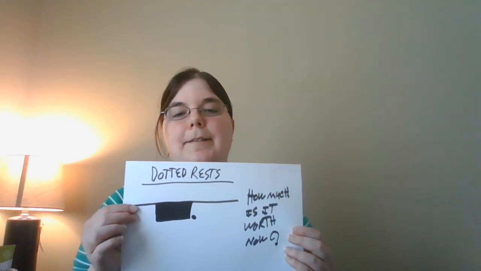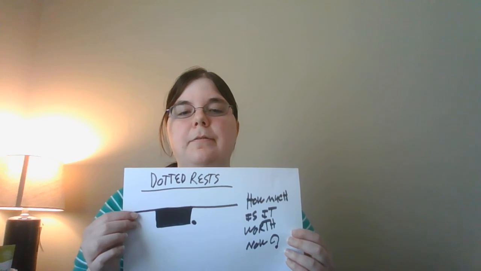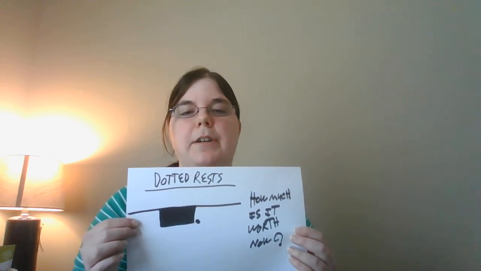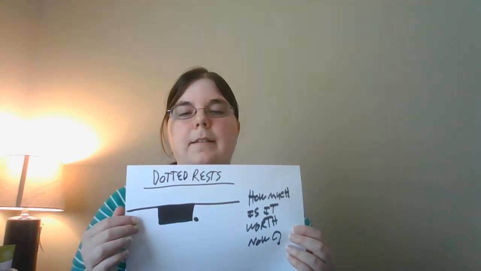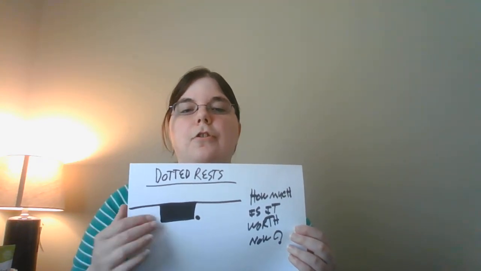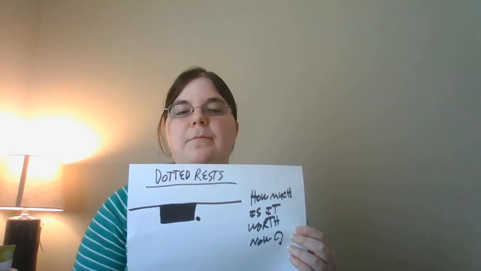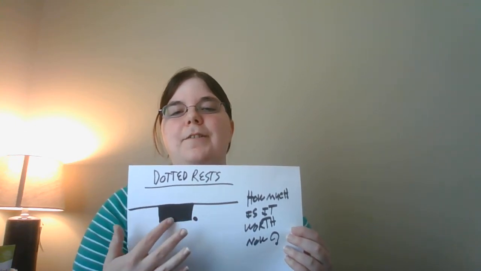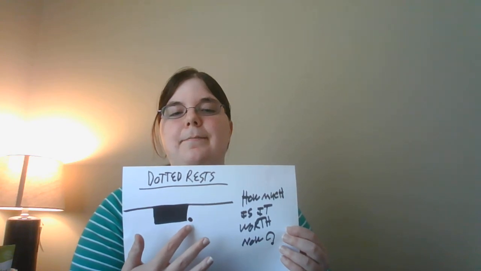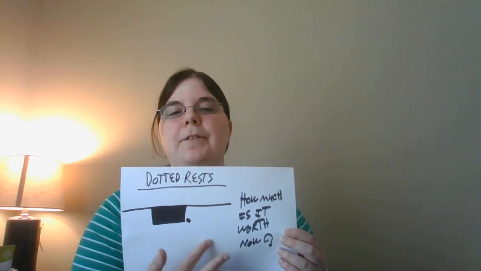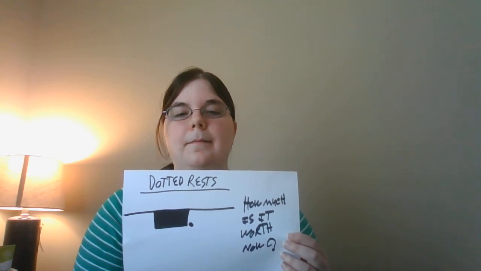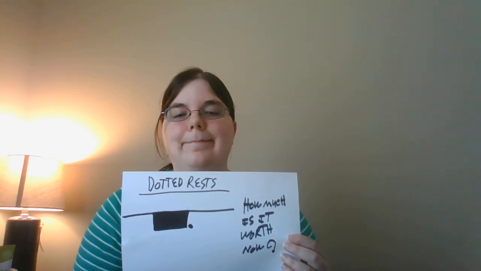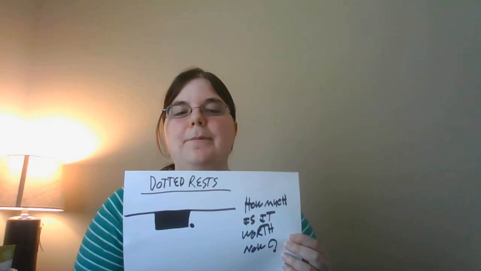And finally, we have dotted rests, which, like dotted notes, increase the value by a half. So the dotted rests increase the rest by a half. So we have a whole rest, followed by a dot. How much do you think it's worth now? It's worth 6 beats.